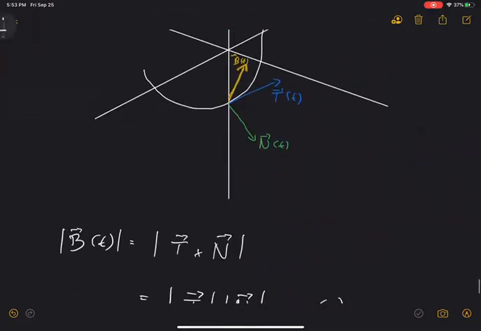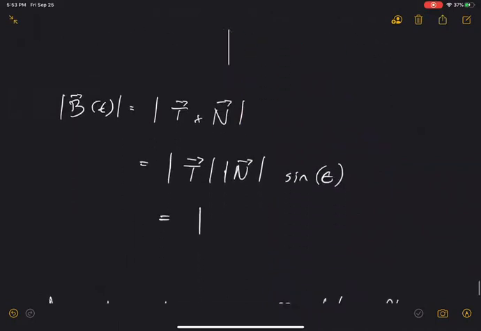Now, this B of t will also have length 1, and we can see that by considering this identity for the cross product. Let's say I want to find the length of B of t. Well, B of t is just the cross product of T and N. So the length of B is the magnitude of this cross product. And we know from section 12.4, I believe, that this magnitude is equal to the magnitude of T times the magnitude of N times the sine of the angle between them.